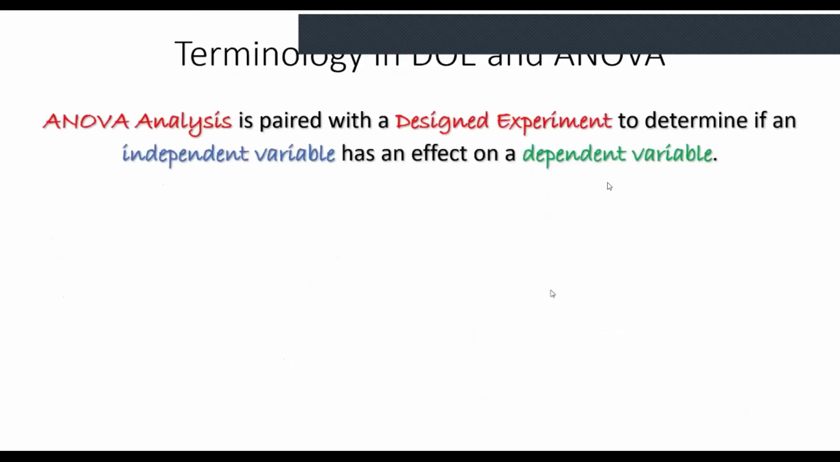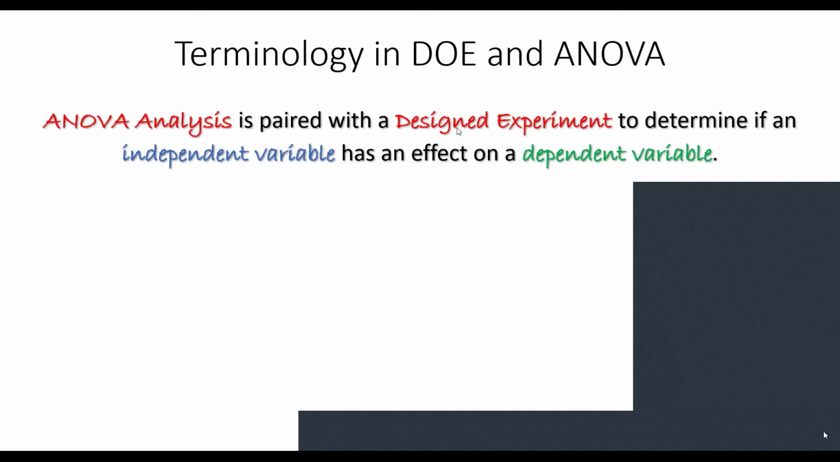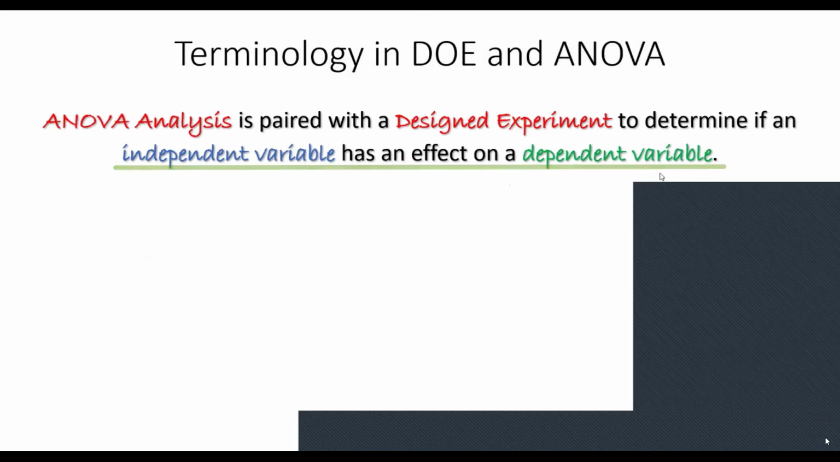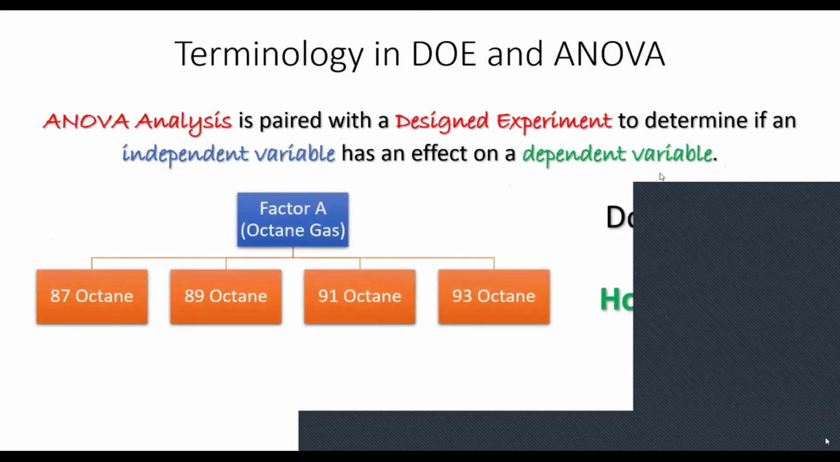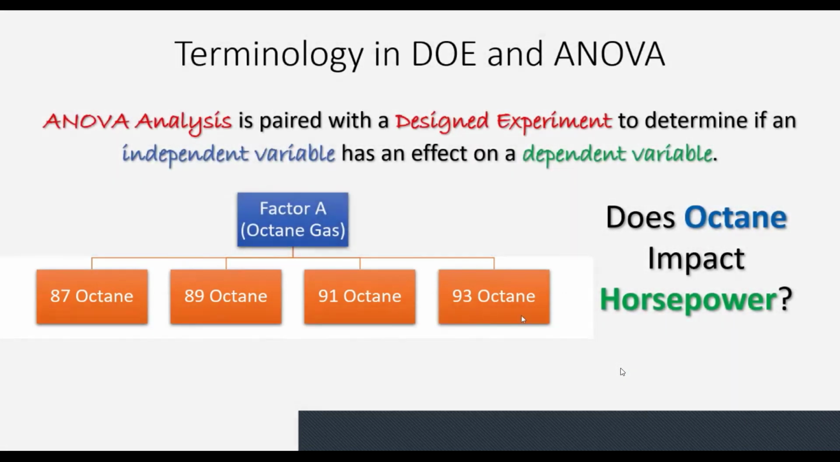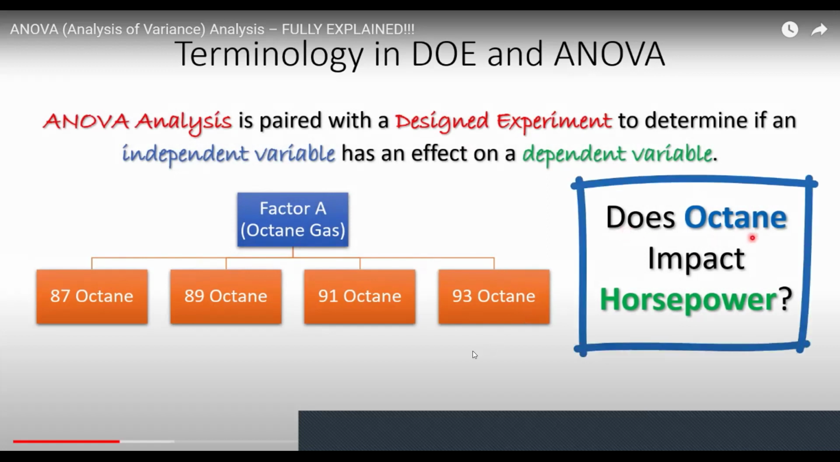Like I've already mentioned, ANOVA analysis is often the statistical analysis that we do when we've done a design experiment. And usually in a DOE, what we really care about, or what we're trying to assess, is whether or not our independent variable has an effect on some sort of dependent variable. For the course of this presentation, we're going to do an example. The example that I love to do is octane gas. It's a topic that a lot of people understand. And octane gas can be varied at multiple levels: 87 octane, 89, 91, and 93 octane. Now, the question that we're going to explore in our design experiment is, does octane gas impact horsepower?